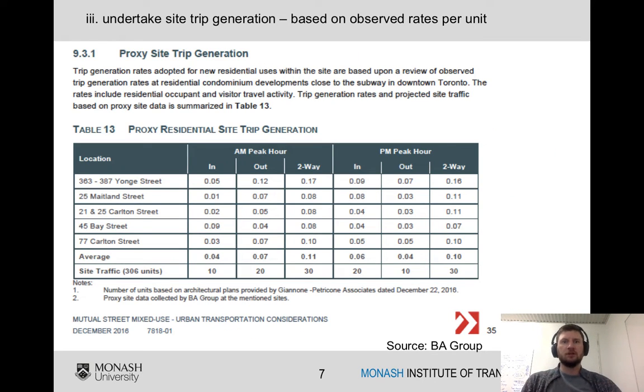The next way is to actually go out and measure things. So if you're going to be building a new residential building in the middle of downtown Toronto, maybe you can go out and sit outside some residential buildings which are already built in downtown Toronto and actually watch how many trips they generate via vehicles.